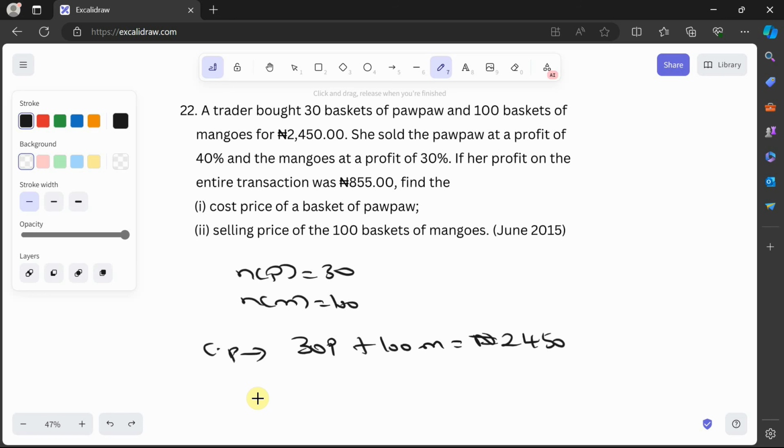So she now said that she sold the pawpaw at a profit of 40%. If she sold pawpaw at a profit of 40%, then that means 1.4 times the 30P, and of course this should not be strange. So this is the selling price. So 1.4, because there was a profit of 40%, times the cost price of the pawpaw will give me the selling price of the pawpaw, plus, and she now said, the mangoes at a profit of 30%. So this would be 1.3 times 100M.